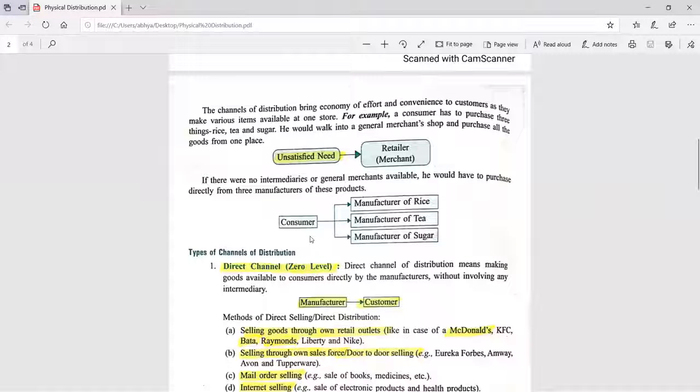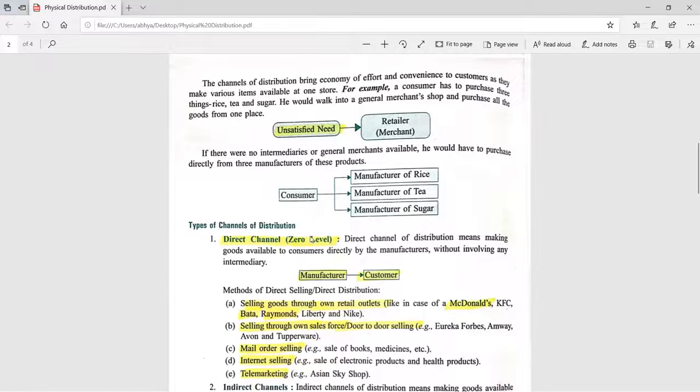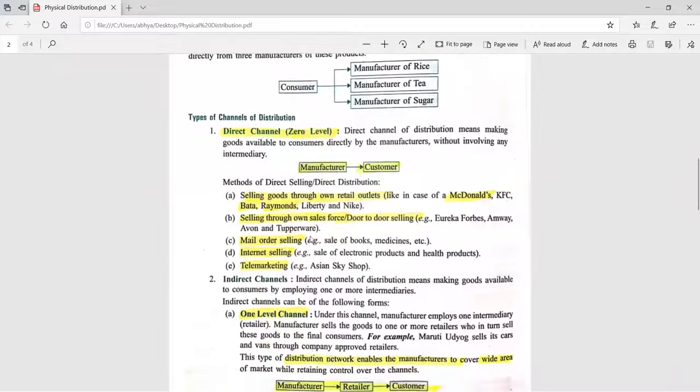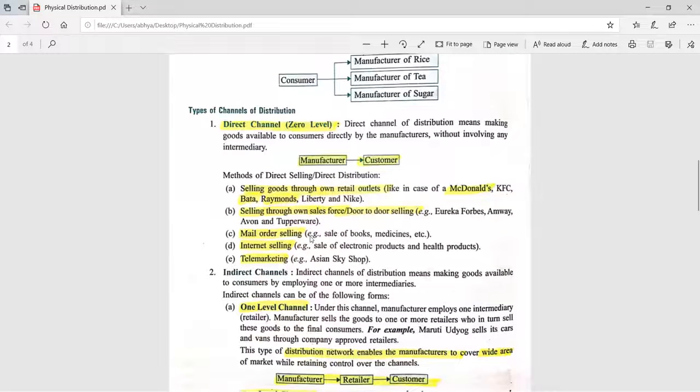That place is known as a retailer shop, which you can find anywhere in your localities, in your colonies, next to the doorstep of your house. So this is all about the channels of distribution. And now the types of channels of distribution. There are two types of channels of distribution, direct channel or indirect channel.